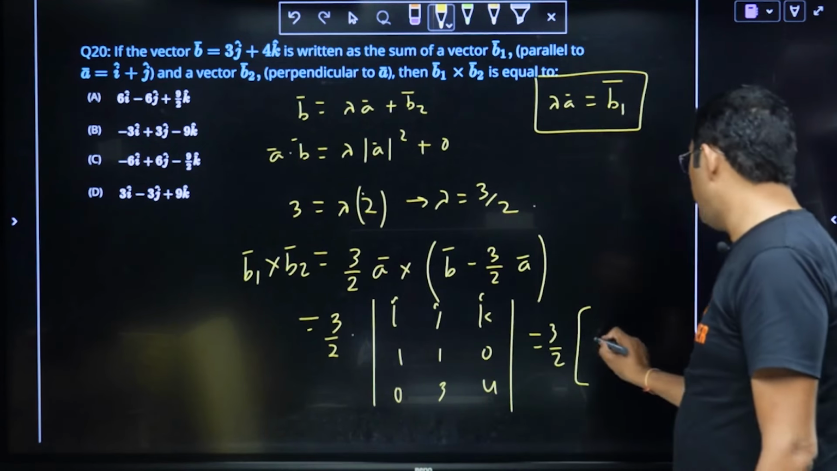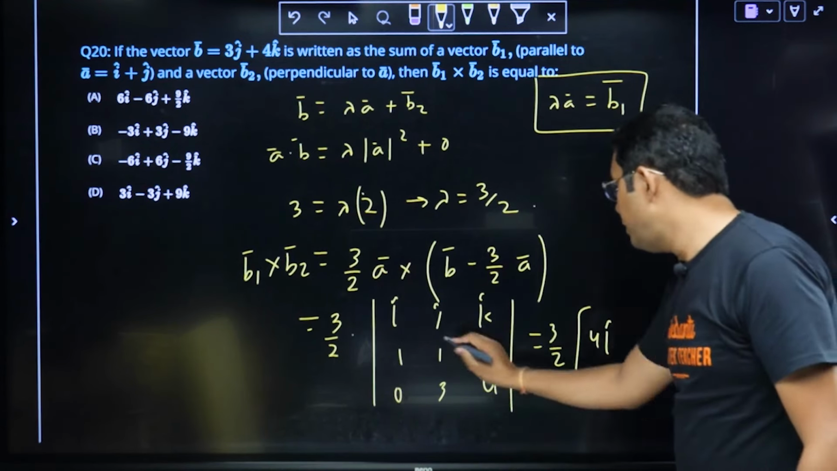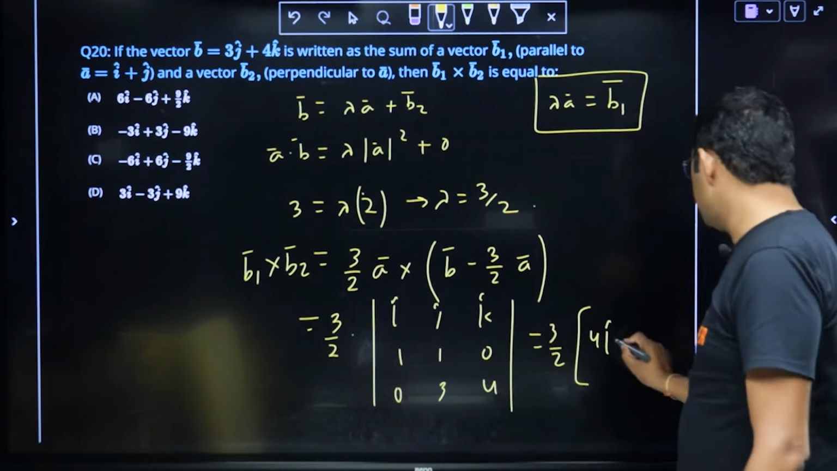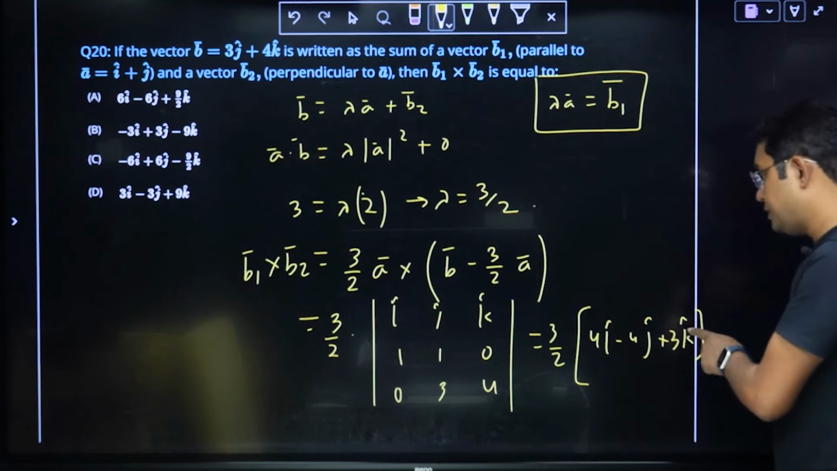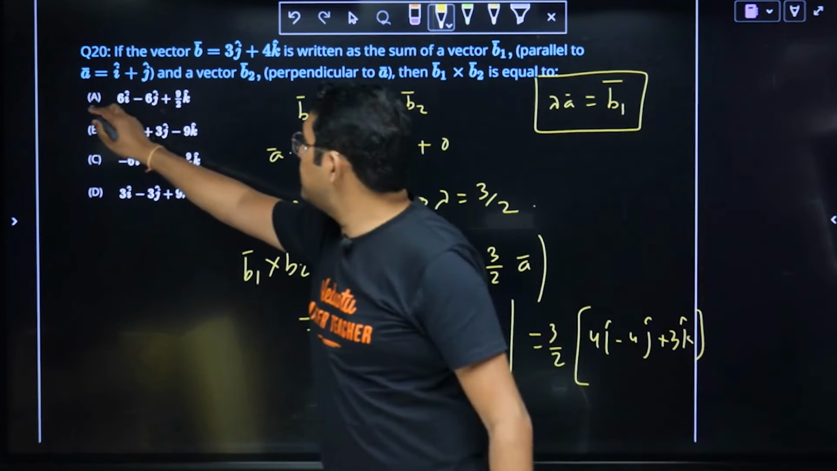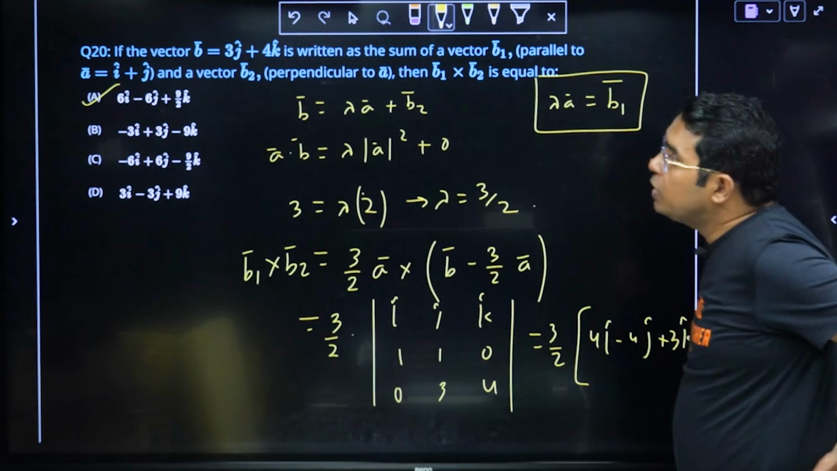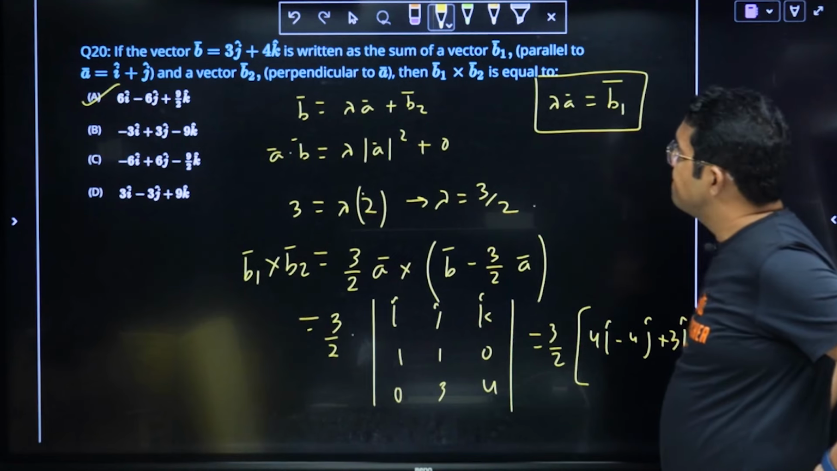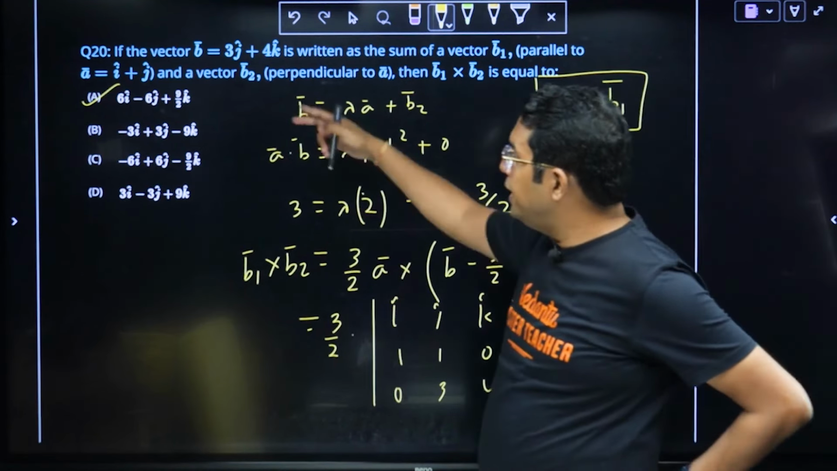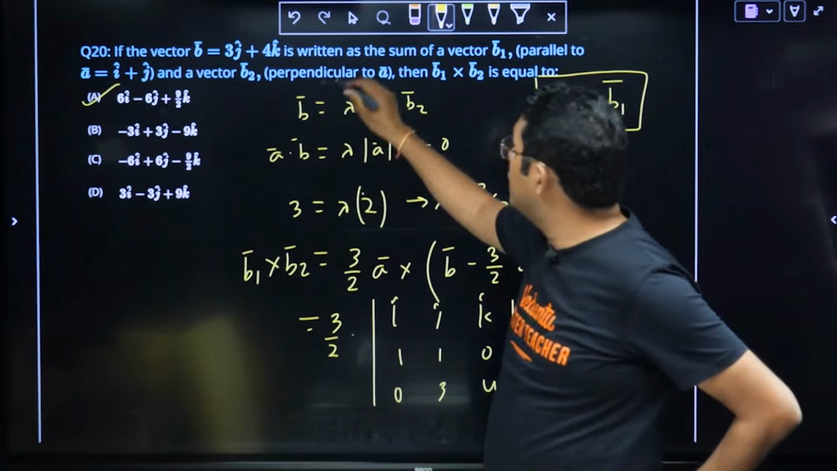Do this calculation, for i cap it will be 4 i cap. For j, it will be 4, so minus 4j. And for k, it will be 3k. Okay, now multiply by 3 by 2. So this becomes 6, this becomes minus 6, this becomes 9 by 2. So 6, minus 6 and 9 by 2 is given in option number A. So answer for this question is A. Okay, I think C option is just negative of it, but I think answer has to be A only.